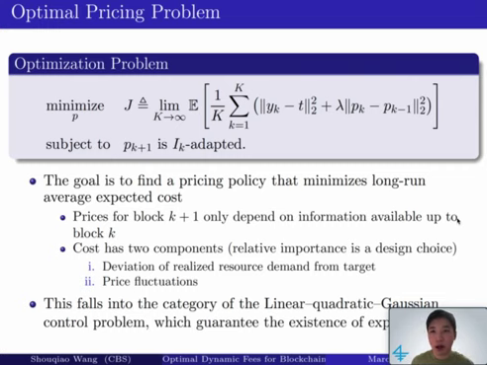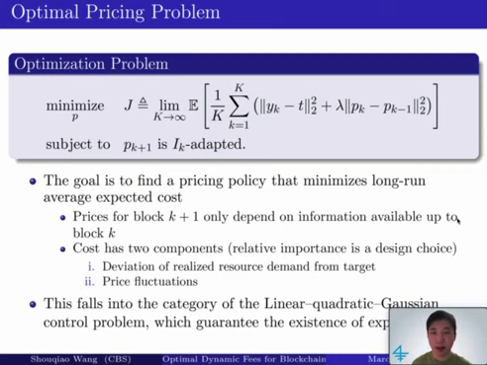And here is our objective function. As you can see, it has two parts. The first part is the square of yk minus t. This refers to the deviation of realized resource demand from the target t. And the second part, the square of pk minus 1, refers to the price fluctuation. And lambda is about how we balance these two costs. The price for block k plus 1 only depends on the historical data available up to block k.